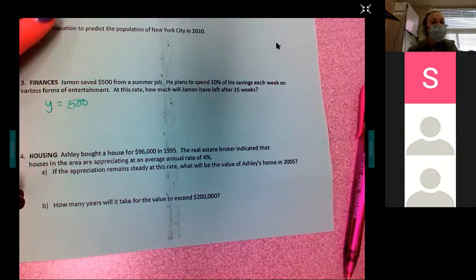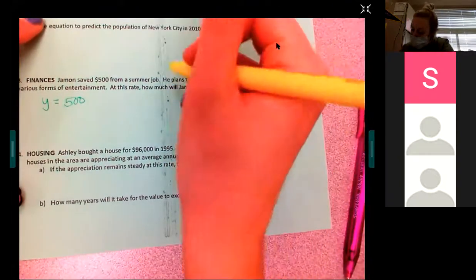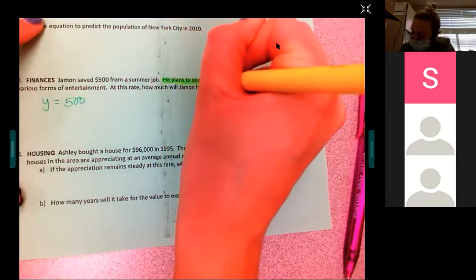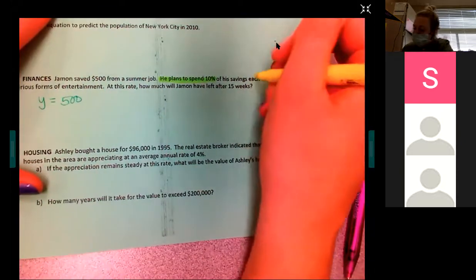All right, read the next part. He plans to spend. I'm going to highlight this. My girls at home, you guys can literally just solve this with us. You do not have to write out these examples. You can just write down the math we do. He plans to spend 10% each week. That's important.